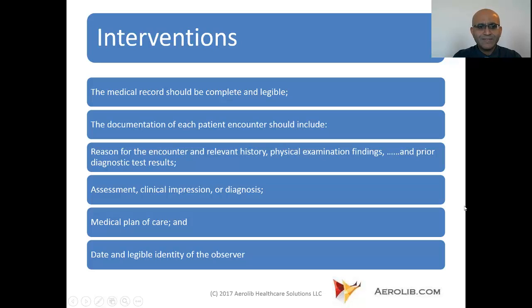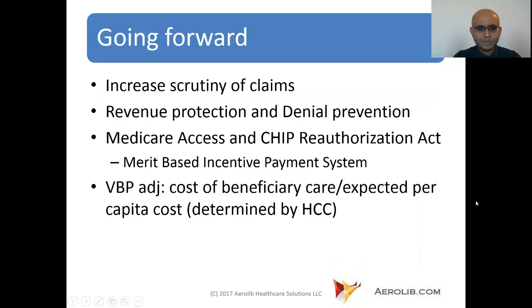So we'd like to emphasize that medical records should be complete and legible. Each should include the reason for the encounter, the relevant history, physical exam, prior diagnostic tests, assessment, clinical impression, diagnosis, the medical plan of care, and then the date and legible identity of the observer.